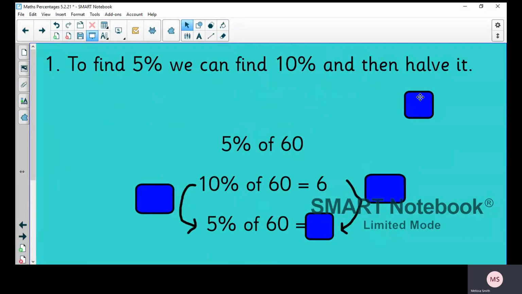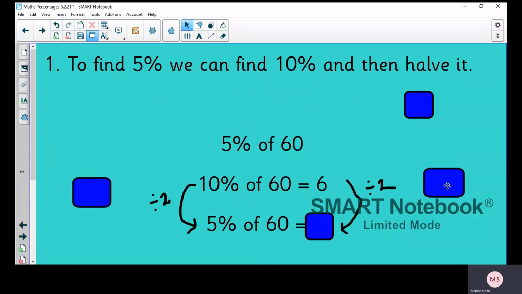But my question isn't 10% of 60. My question is 5% of 60. What do I do to 10% to get to 5%? What do I divide it by? Divide it by 2. Which means I've then got to divide my answer to the 10% by 2. 6 divided by 2 equals 3. So that is one way you can do it. To find 5%, you find 10% first and then you halve it.